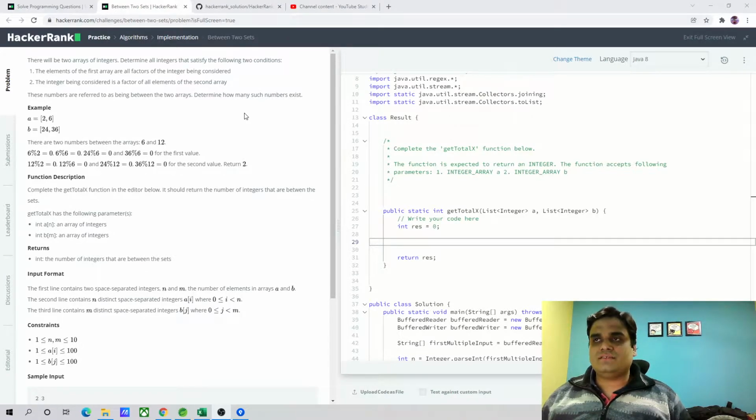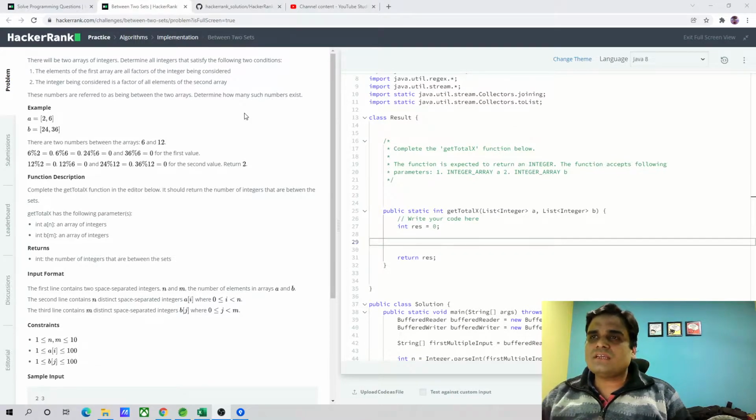Today I have a very interesting problem for you, which is known as "Between Two Sets". If you go over the description of this problem statement, it's very confusing, and it's a classical example of requirements not being clear. But believe me guys, the only difficult part of this problem is understanding the requirements.